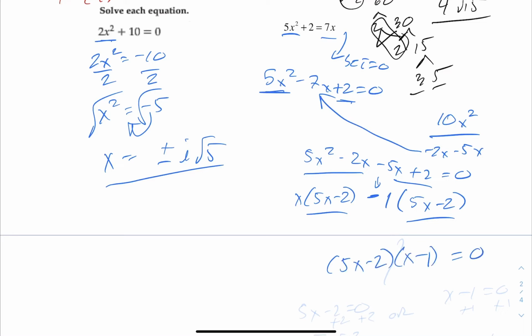And then we just split and solve. 5x minus 2 equals 0. 5x equals 2. x equals 2 over 5. Or x minus 1 equals 0. Add 1 to both sides. x equals 1. So there we go. That's the worksheet.